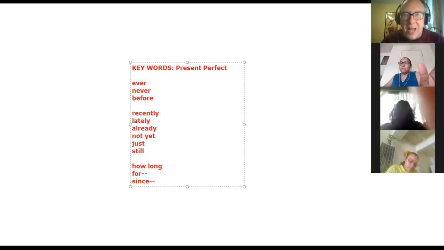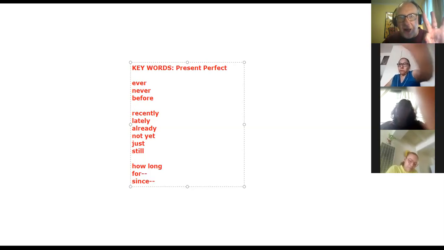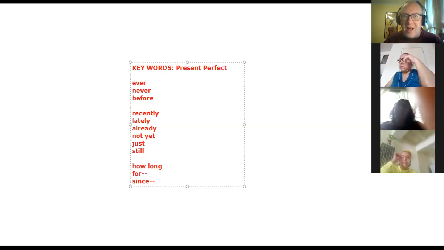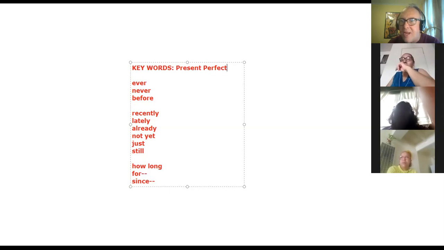So we want to always be sure that our present perfect is in evidence when we have these 11 words, right? Three about your experience in your life. Remember, we read those stories about the person who was always traveling around the world. Recently, lately, already, not yet, just, and still. Those are recent actions. And how long, for, and since, that tells you the duration of an action. So, no problem?